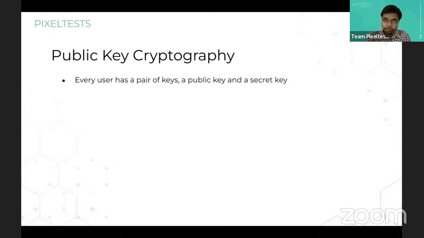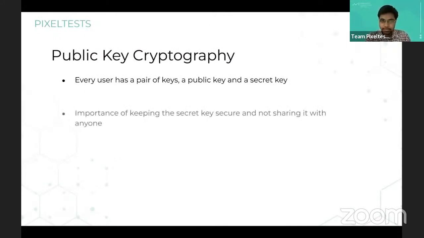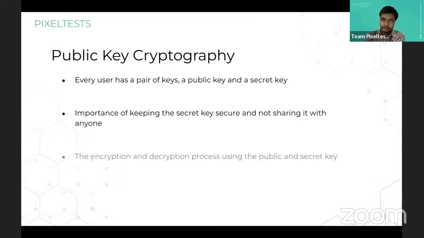Every user has a pair of keys, a public key and a secret key, and the secret key has to be top secret. It has to be yours only; you cannot share it with others. If you share it, all of your data will be visible to everyone, and the security is lost. So it is very important that the secret key stays with you. Only you on earth should know it.